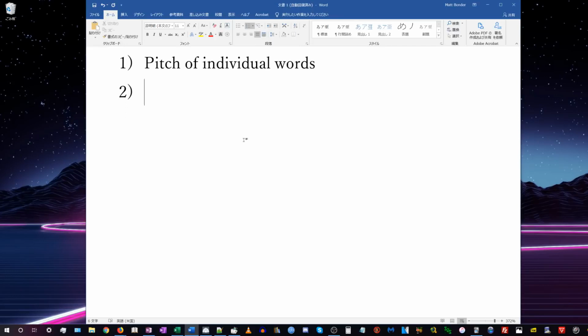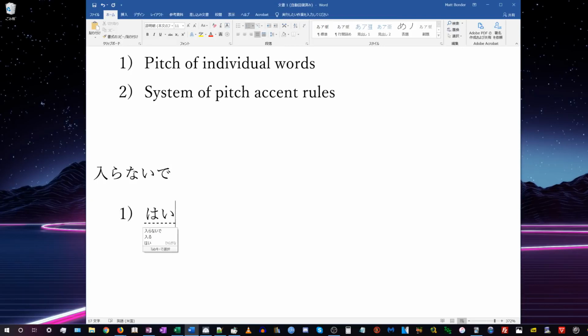to that specific sentence. So to give you guys a quick example, let's say that you just wanted to know the pitch of the phrase 入らないで. So you would have to know these two things. You'd have to know, first of all, the pitch of hairu. So you'd have to know that hairu happens to be a non-heibon verb.